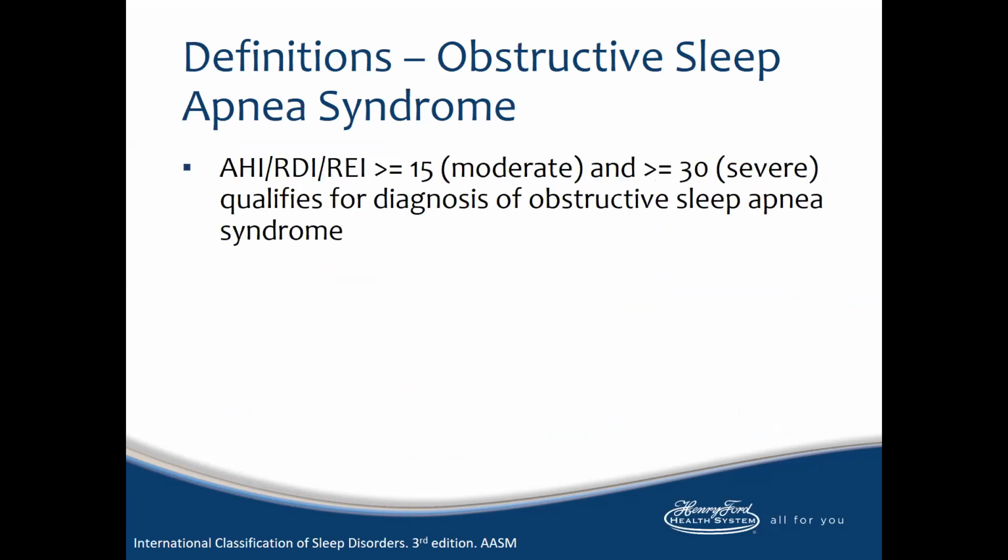When you see an AHI or an RDI that's greater than 15, up to 30, that is qualified as moderate, and then greater than 30 is qualified as severe OSA. That will also get you a diagnosis irrespective of the symptoms they're experiencing.